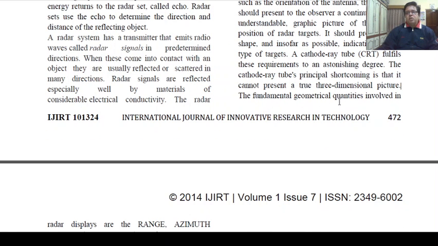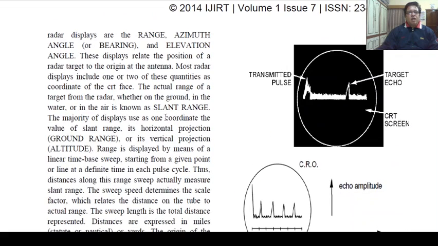The fundamental geometrical quantities involved in radar displays, what are the fundamental quantities which we display? First of all range, second azimuth angle or bearing, and third elevation angle. So these are the three parts that we display. That means the display shows information about these three parts. Number one, range, number two, azimuth angle or bearing, and number three, elevation angle.